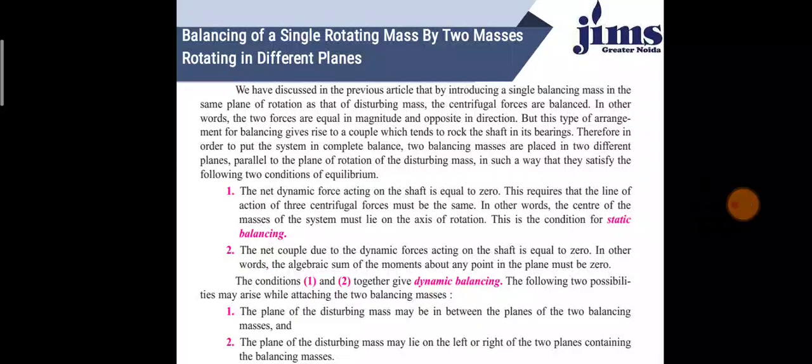Today I am going to discuss my previous topic. Actually, due to a network issue, it was disconnected. So I am again discussing this topic: balancing of a single rotating mass by two masses rotating in different planes.